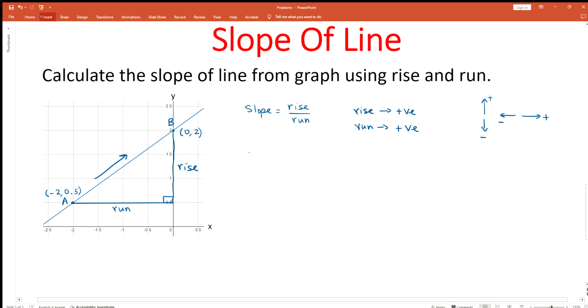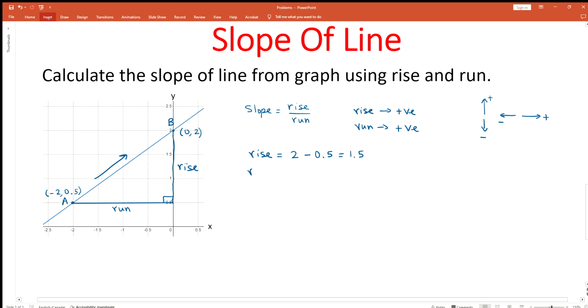We can calculate the rise by subtracting the y coordinates of points A and B. We should subtract the y coordinate of point A from y coordinate of point B, because as we go from left to right, point B is at a higher level or has a higher y coordinate value. So the rise should be equal to 2, the y coordinate of point B, minus the y coordinate of point A, 0.5. I get 1.5.